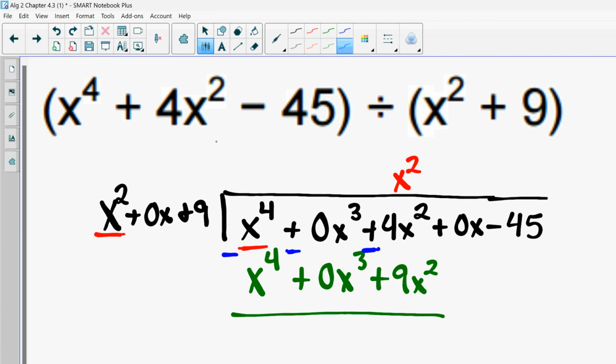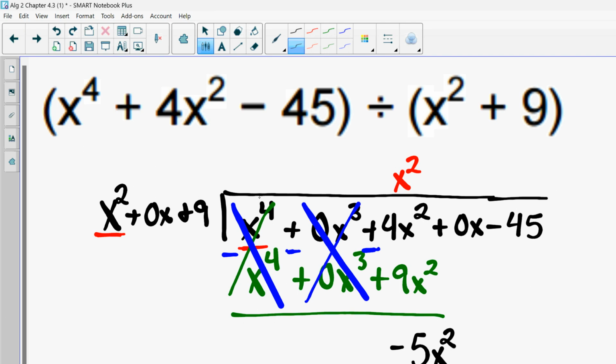At this point here, we're going to subtract. X to the fourth minus x to the fourth is 0. 0x cubed minus 0x cubed, 0. So we can cross this out. In the second hour's video, I did go through what we would do if we left it as 0x cubed. We don't have to, we can just cross it out. 4x squared minus 9x squared. 4 minus 9 is negative 5x squared.